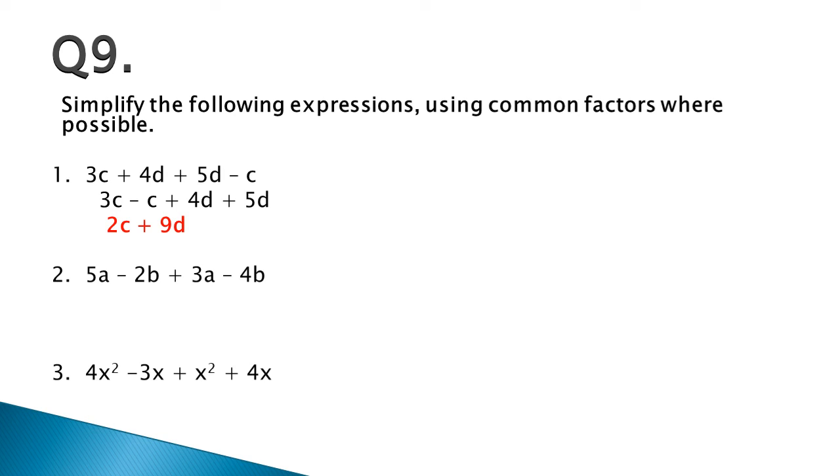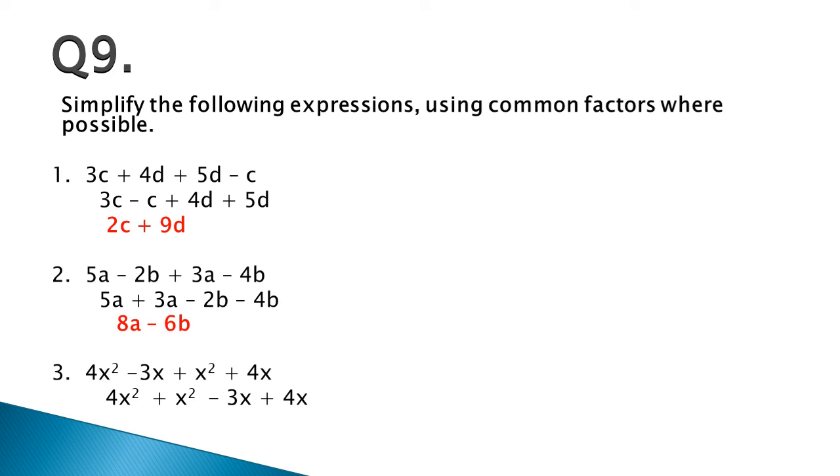Again, I'm rewriting by combining the like terms together: 5a plus 3a minus 2b minus 4b. Always remember to write the sign, whether it's positive or negative, right next to the term. So 5a plus 3a gives you 8a, minus 2b minus 4b. With 2 negative numbers, you add them, but the sign is always negative. So 8a minus 6b. Similarly, the last one, 4x squared minus 3x plus x squared plus 4x.